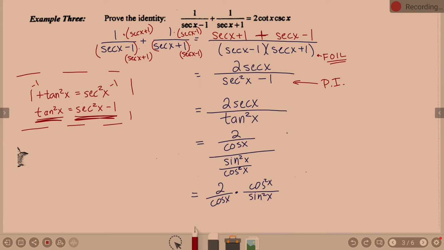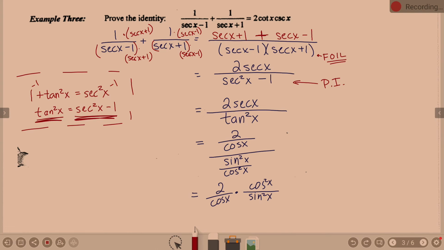Cosine on bottom? Can what? Wait, so you can take one of them out? Yes. Because these fractions are being multiplied, right? So it's like having an x and an x squared. You can cancel one of the x's.